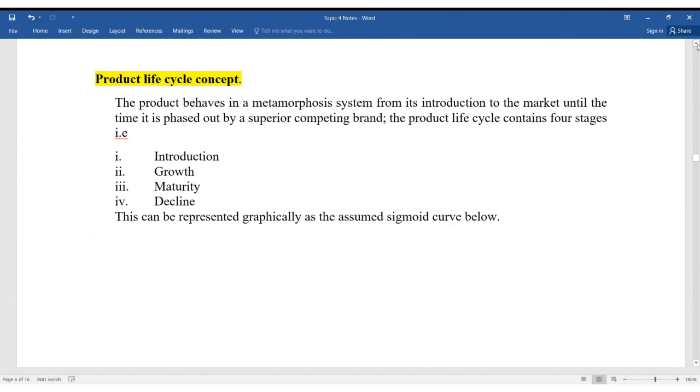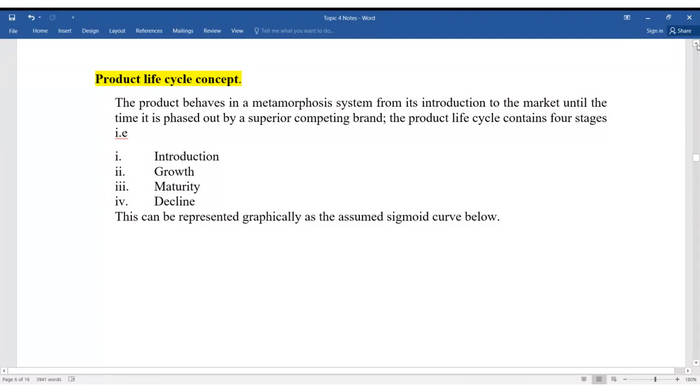Now, this is a very important tool that has been used to make key decisions. I want you to look at it from this perspective. There are 4 areas of knowledge that we are going to use when discussing this product life cycle. 1, we are going to look at the characteristics of a product at each stage. You need to remember that.